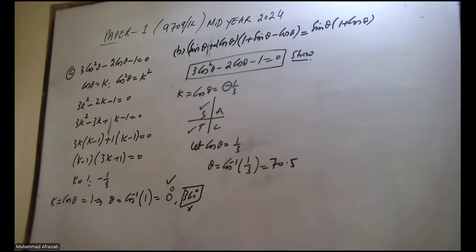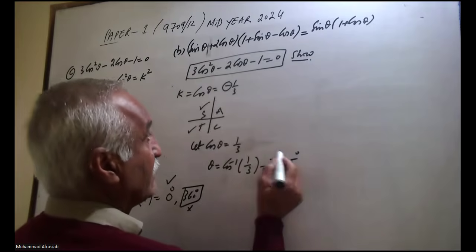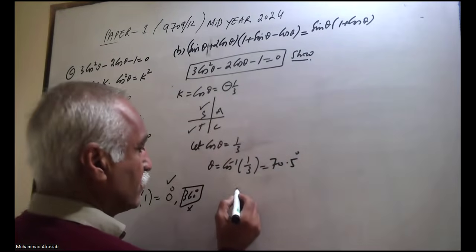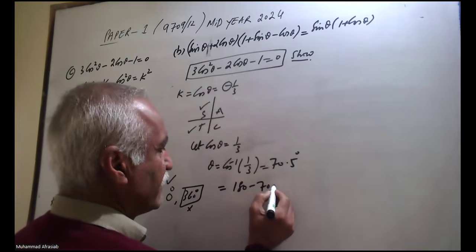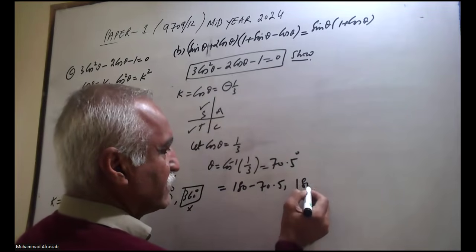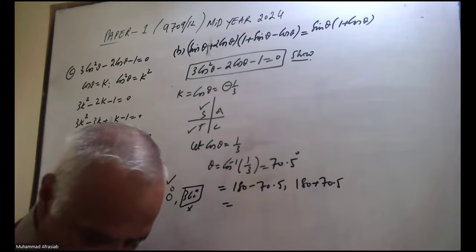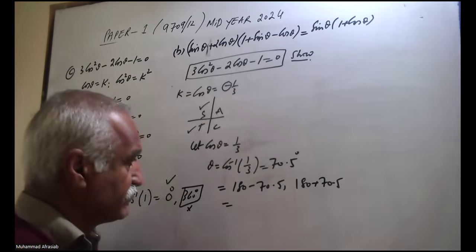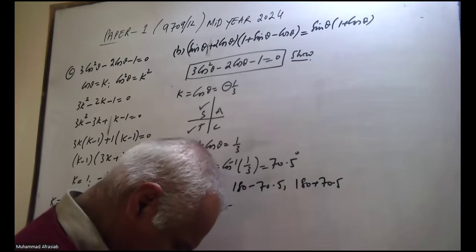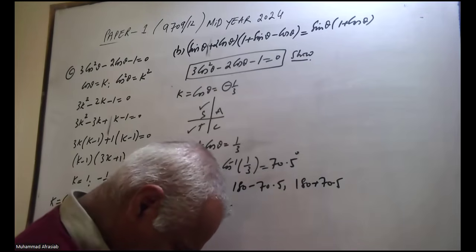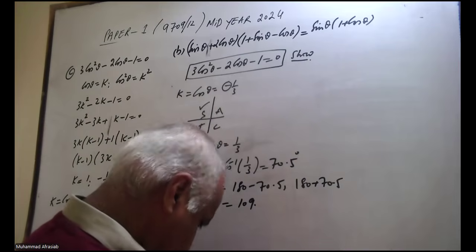So it is 70.5 degrees. But cos is negative in the second and third quadrants. So for the second quadrant we will say 180 minus 70.5, and for the third, 180 plus 70.5. So this will become equivalent to 109.5.